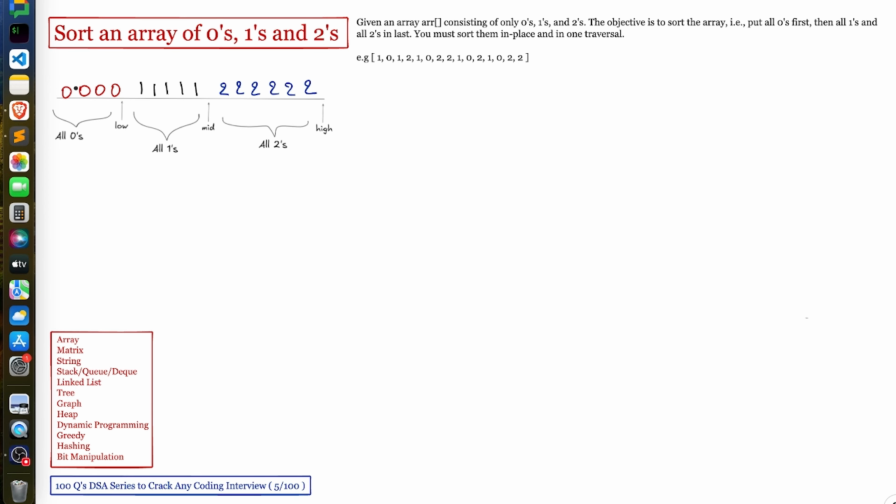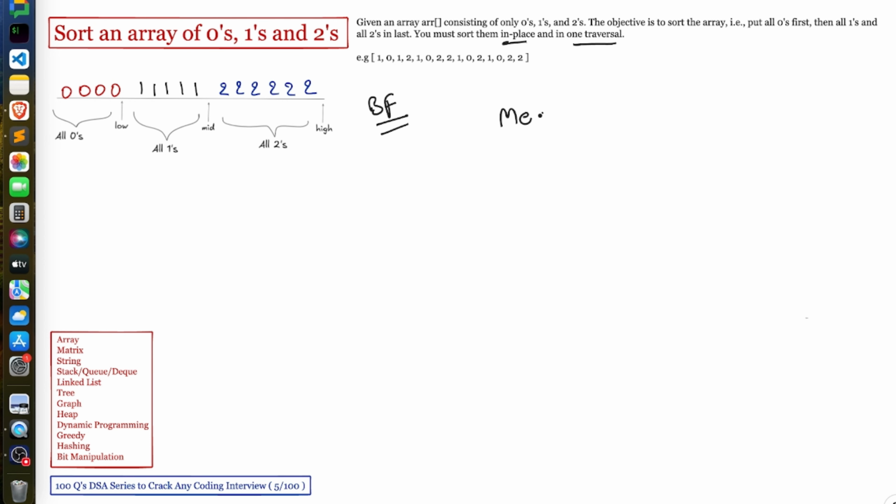Sorting means keeping all the zeros first, then all ones, and then all twos, right? But the tricky part is that you have to sort them in place and in single traversal. So that's the tricky part. So now to solve this problem, we will start with the brute force first as usual. Whenever a question is asked in an interview, always start with the brute force approach and then try to optimize it, right? So the brute force approach would be to sort this array by using any conventional sorting algorithm.